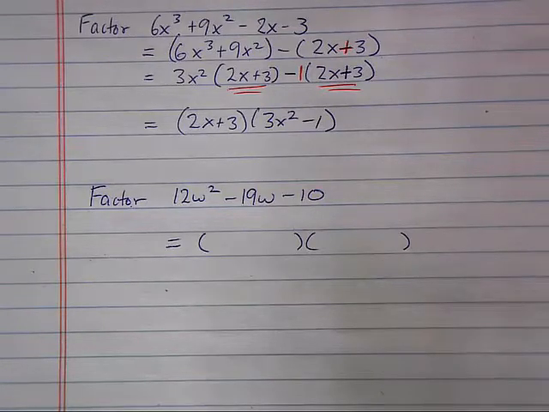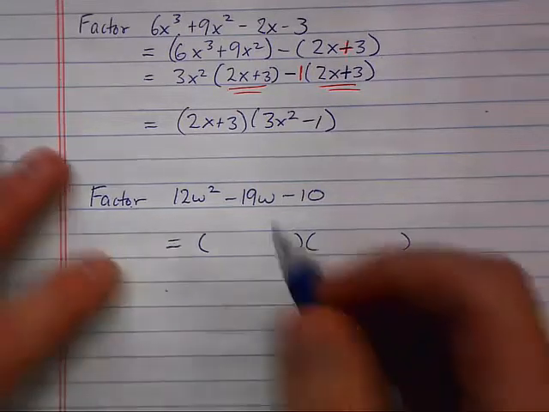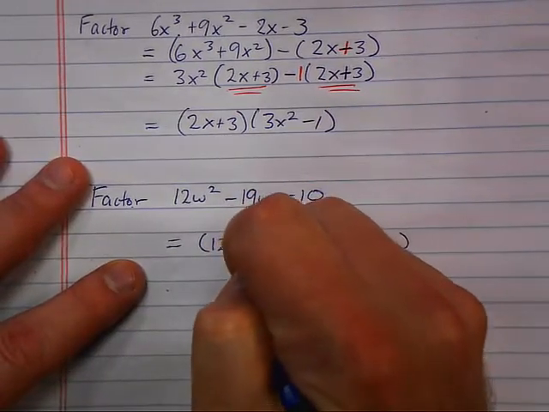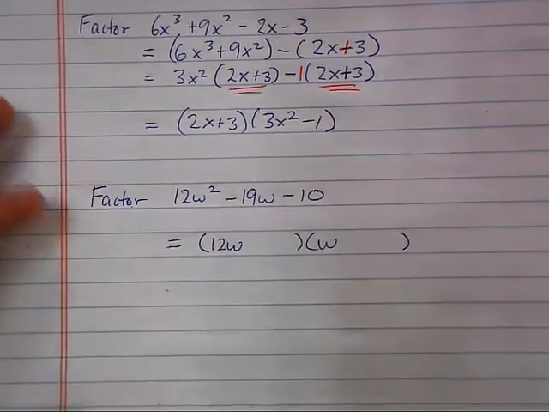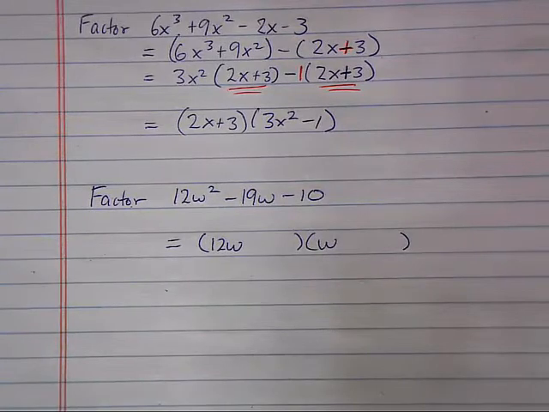3 and 4? Well, 2 and 6, maybe. 12 and 1? The reality is we have no way of knowing which one is the right one. We simply have to guess. So which one do you want to guess? Do you want to try 12 and 1, 6 and 2, or 4 and 3? 12 and 1. So I'm going to put 12w and w. I simply made a guess.